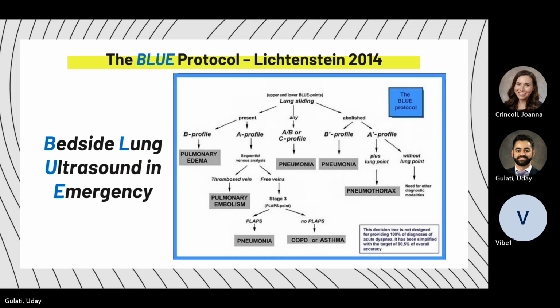And so if anyone hasn't seen the BLUE protocol before, it's this little diagram. This was the picture that was published in the paper. It looks complex, but honestly, it's really just asking two or three questions, and then it's easy. And you'll have 60% of your answer in the first minute by just looking at the anterior side of the first half. And you don't even have to get to the PLAPS points, which are those posterior points, which I'll show you guys in a second. And so it's called the BLUE protocol, bedside lung ultrasound in emergency.